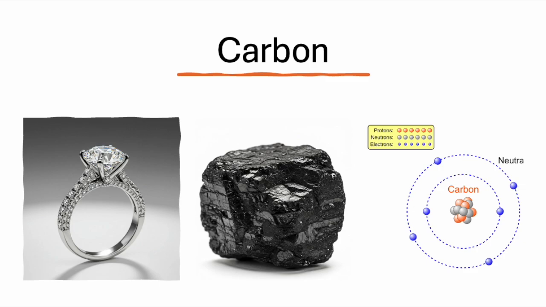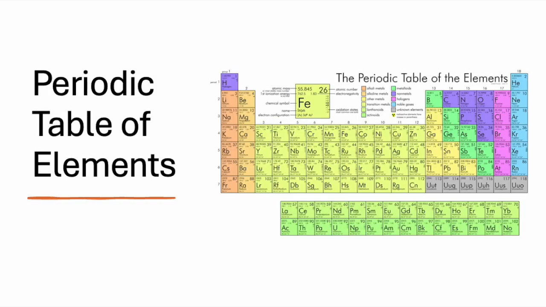Here's the cool part. There aren't an infinite number of these ingredients. Scientists have discovered and organized them all. There are only about 118 known elements, and that's it. And they're all laid out in a special chart we call the periodic table of elements.